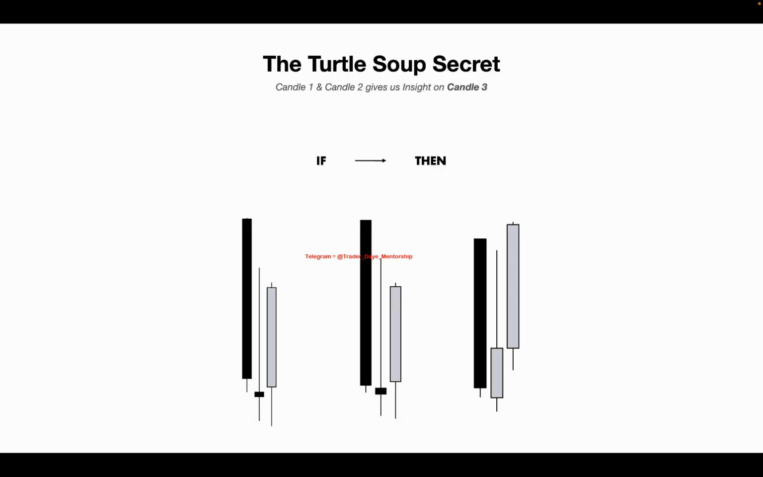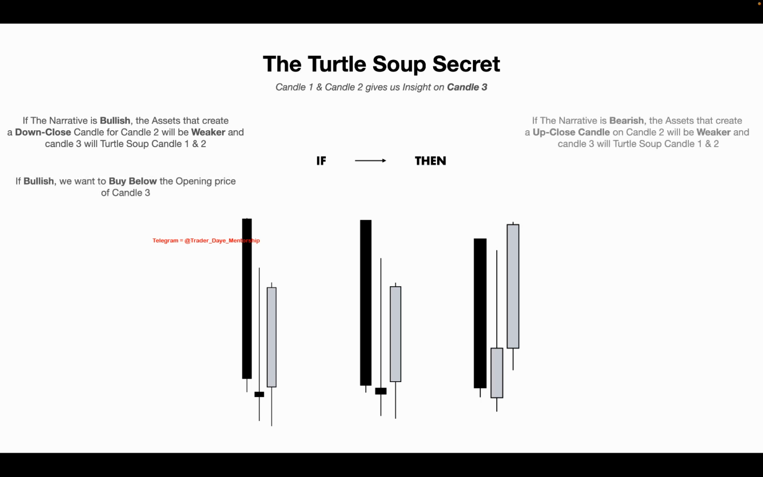The turtle soup secret. Now, candle number 1 and candle number 2 give us insight on candle number 3, so our main goal is to focus on candle number 3. As soon as we identify that there is a high probability PSP, we have candle number 1, candle number 3 tipping its hand, and we have candle number 2 tipping its hand.